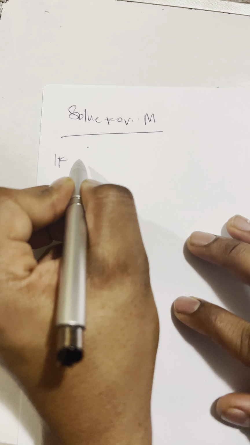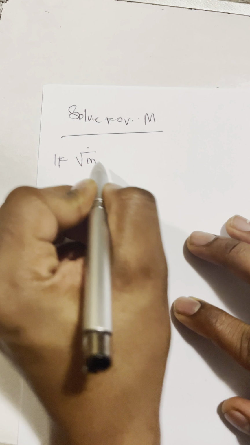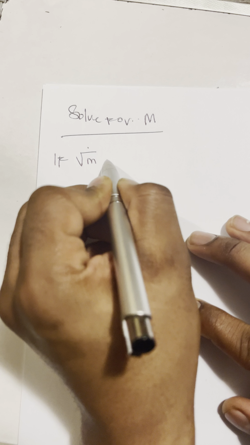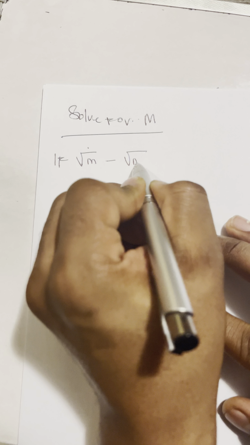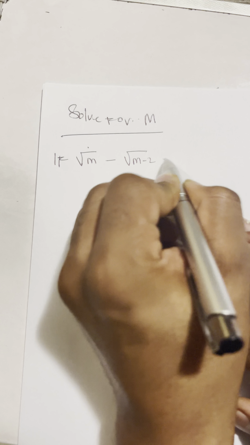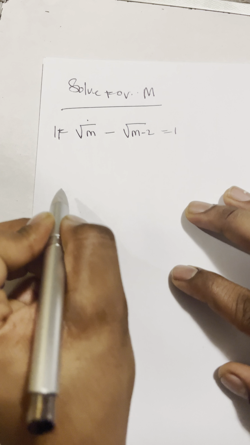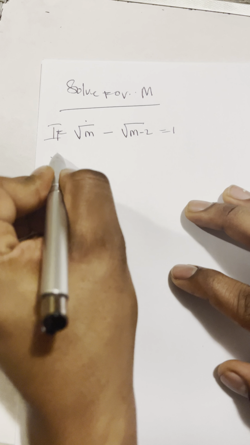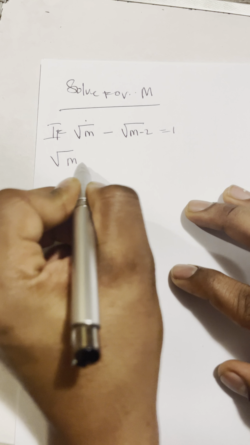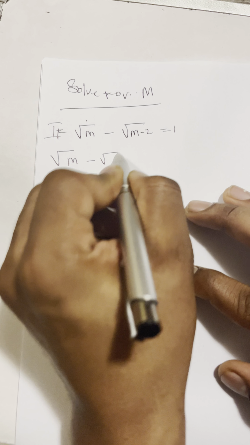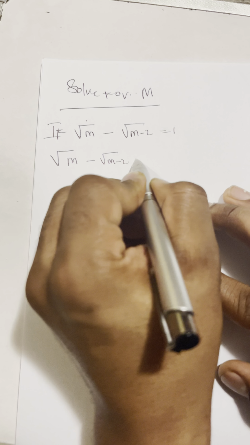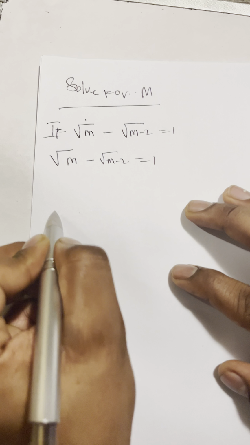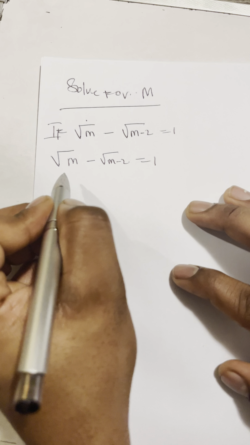Solve for m if square root of m minus square root of m minus 2 is equal to 1. Now, how do we solve this? Square root of m minus 2 is equal to 1. All right, then what do we do?